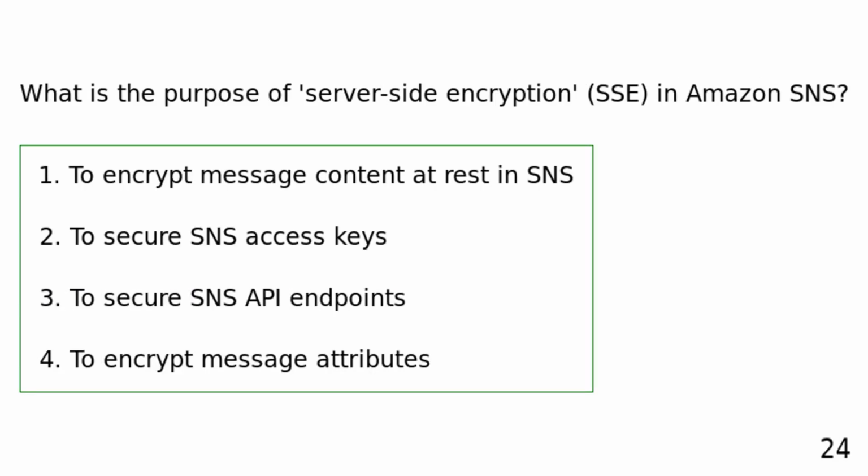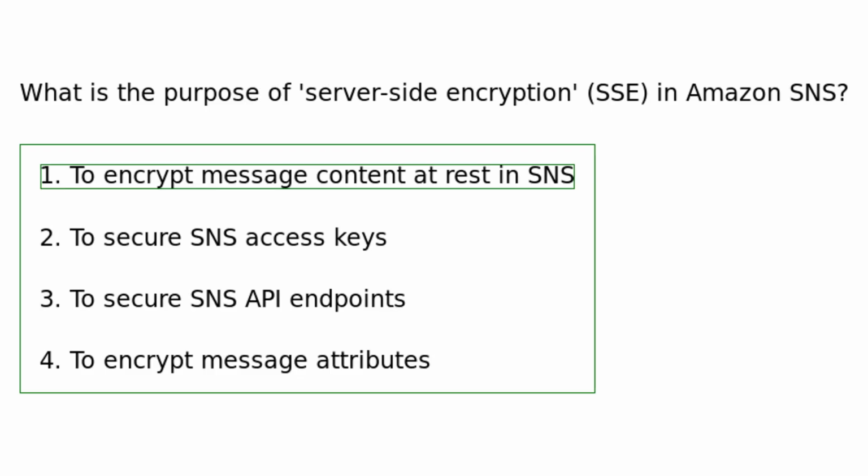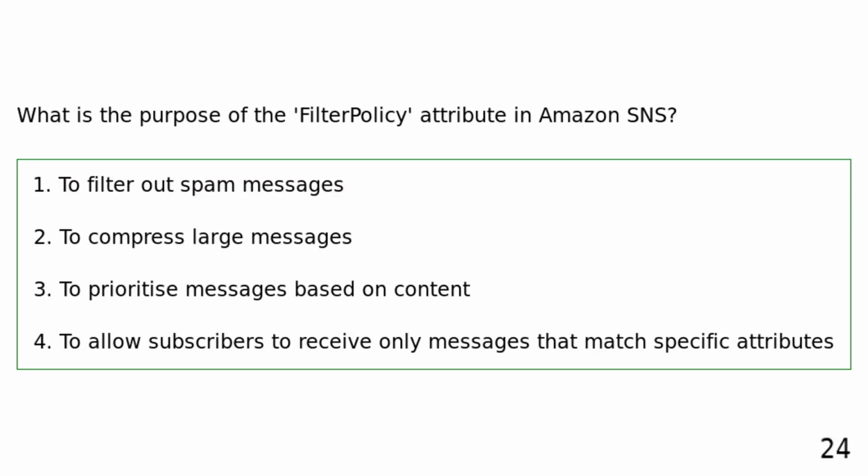What is the purpose of server-side encryption in Amazon SNS? To encrypt message content at rest in SNS. To secure SNS access keys. To secure SNS API endpoints. To encrypt message attributes. Server-side encryption in Amazon SNS is used to encrypt message content at rest within the SNS service, providing an additional layer of data protection.